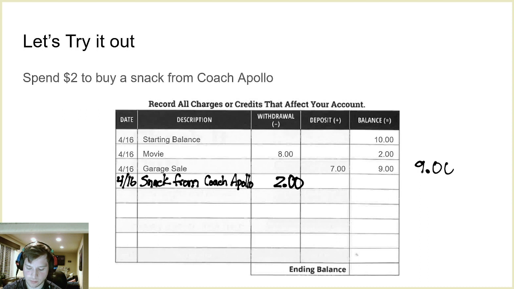Okay, next we need to subtract. So I'm going to do it over here so my check register stays nice. $9 minus $2. Okay, 0 minus 0 is 0. 0 minus 0 is 0. 9 minus 2 is 7. So it looks like I have $7 and no cents currently in my account.